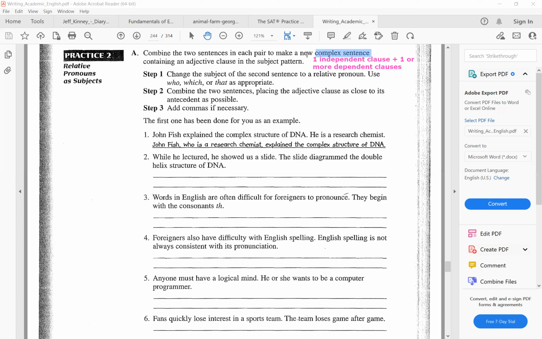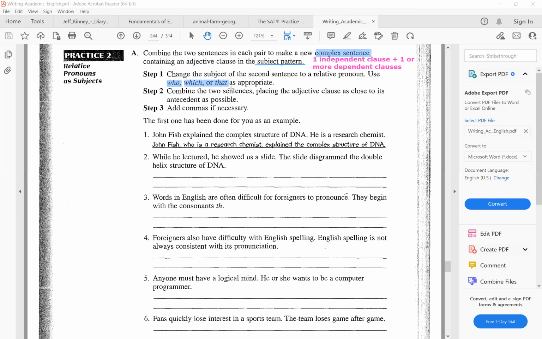So we're going to make a complex sentence containing an adjective clause in the subject pattern, meaning we're using subjective case. So what relative pronouns can be used in subjective case? Who for people, which or that for things and animals. And as a quick reminder, which is always non-restrictive or non-essential with commas, and that is always restrictive or essential without commas.